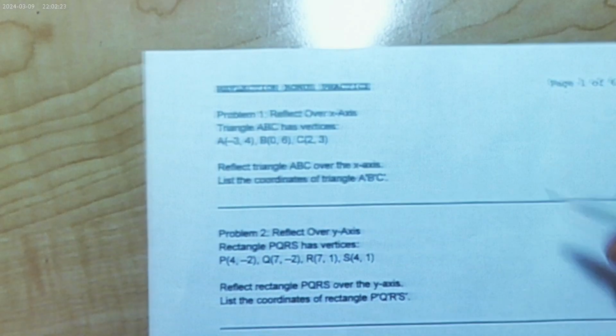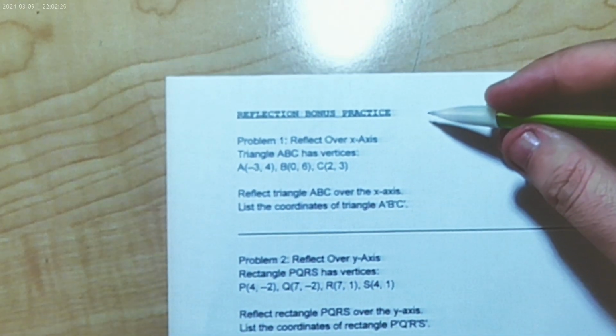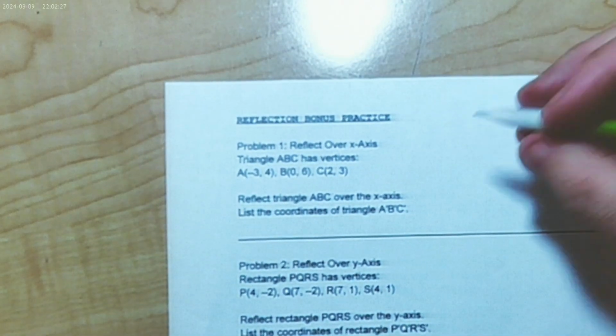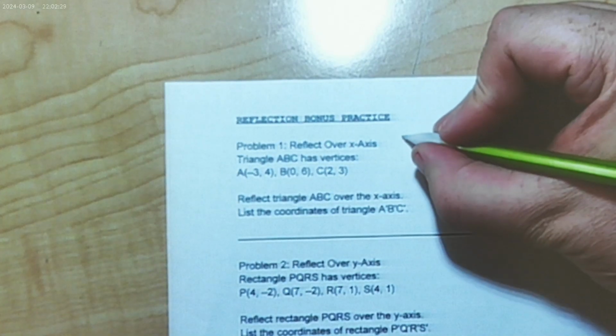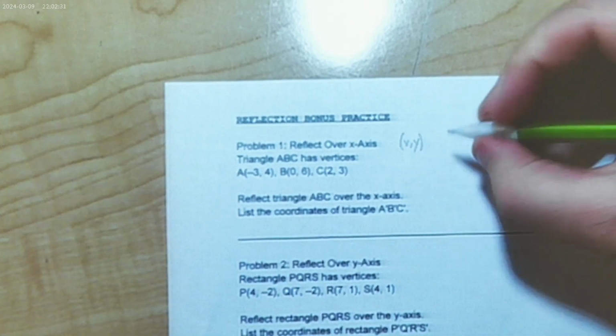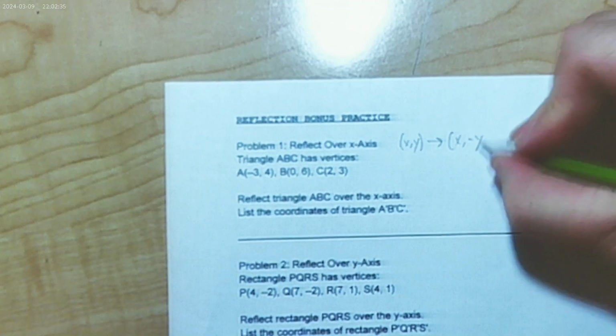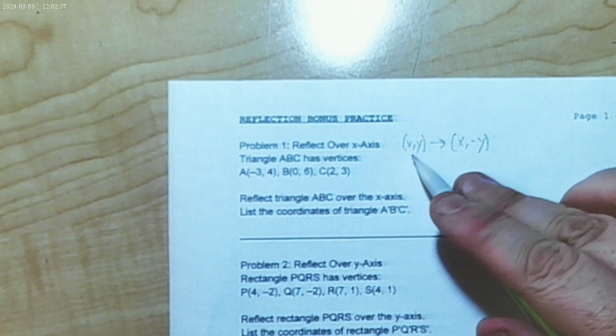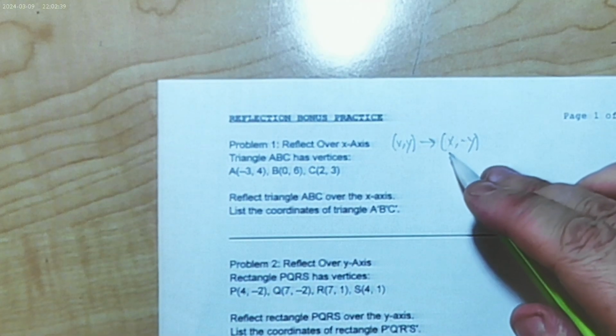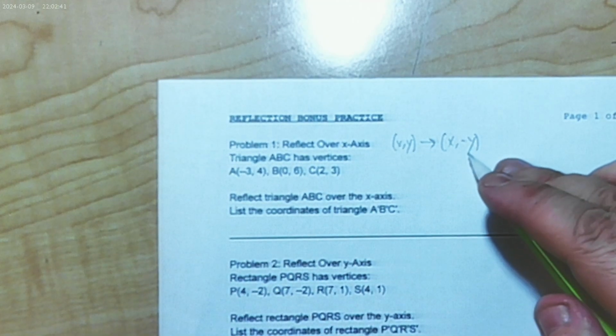So, problem number one, reflection over the x-axis. If you remember, or if you don't, it's no big deal. For reflection over the x-axis, the transformation is (x, y) becomes (x, -y). So whatever x and y are, x is going to stay the same, but y is going to be negative.